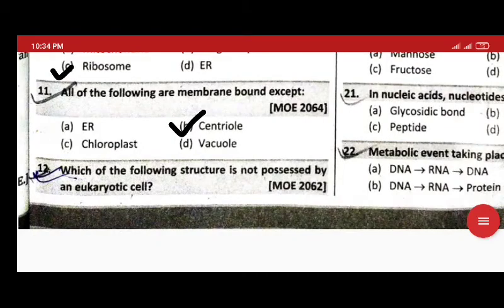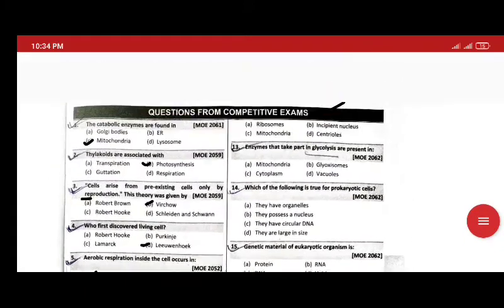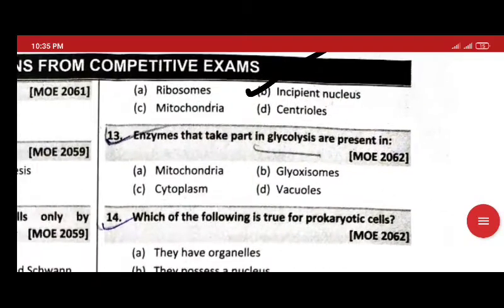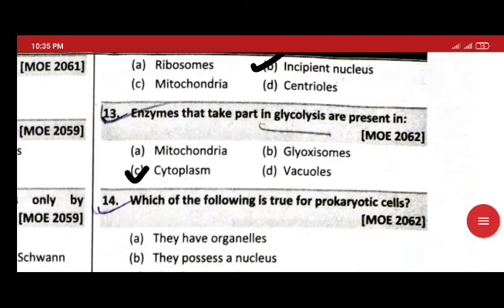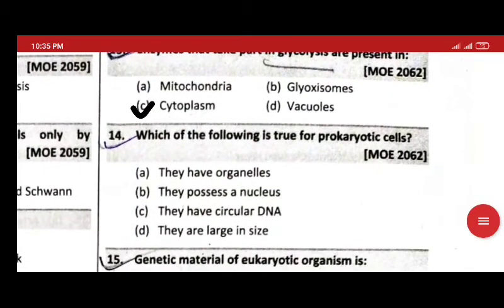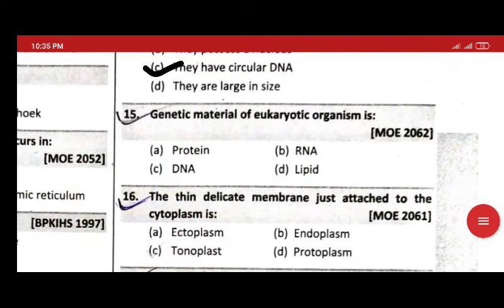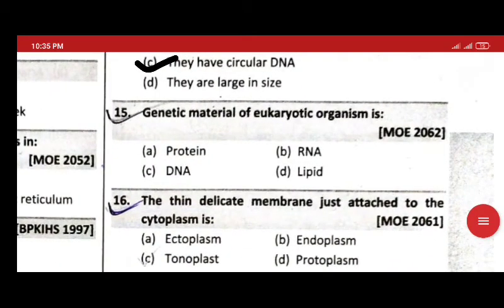Now, which of the following structures is not possessed by a eukaryotic cell? In a eukaryotic cell, an incipient nucleus is not present, because a well organized nucleus is present. Glycolysis occurs in the cytoplasm, which we will study in physiology. Now 14: which of the following is true for prokaryotic cells? Prokaryotic cells have circular DNA, we all know that, and eukaryotic cells have linear DNA. Prokaryotes are unigenomic and eukaryotes are polygenomic. Genetic material in eukaryotes is DNA.